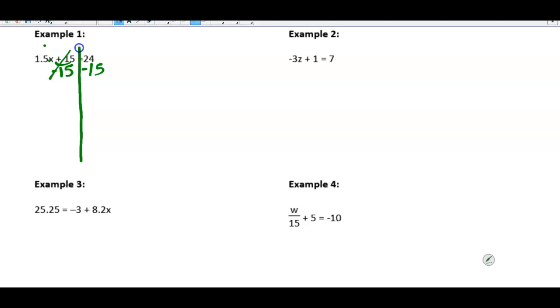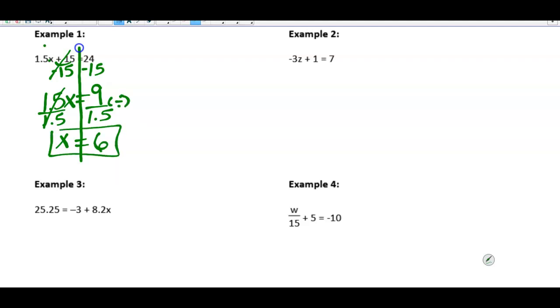It cancels over here. I'm going to bring my 1.5x down, put my equal sign in, and 24 minus 15 is 9. Now my last step, or my second step. We always get rid of division or multiplication by doing the opposite. This says 1.5 times x, so I'm going to divide both sides by 1.5. This cancels, and I'm left with x equals, and then 9 divided by 1.5 in your calculator would be 6. So that would be the answer here.